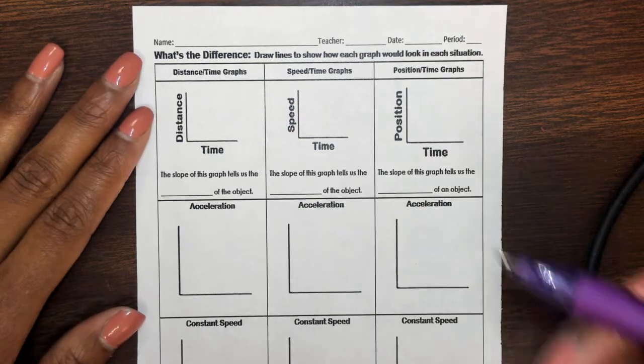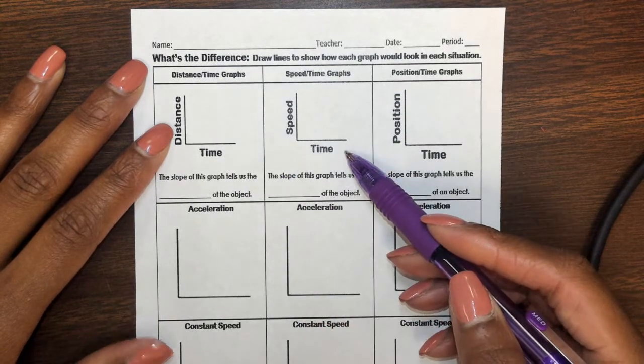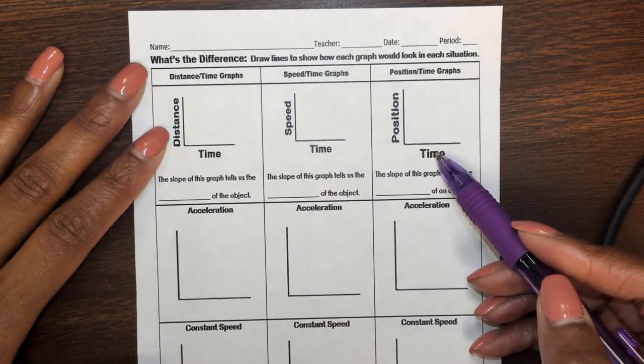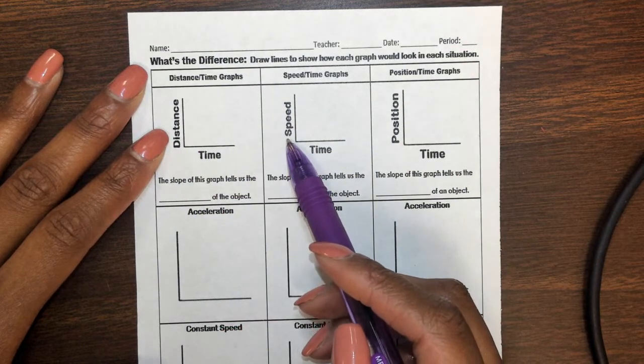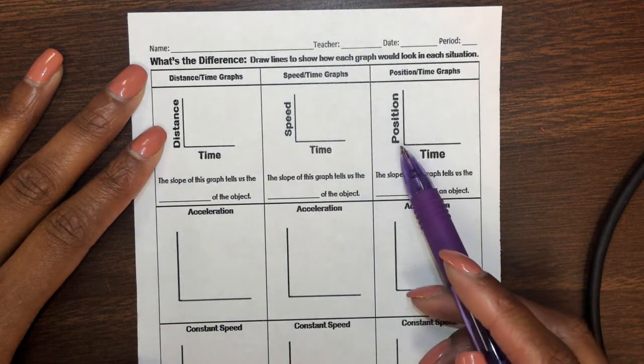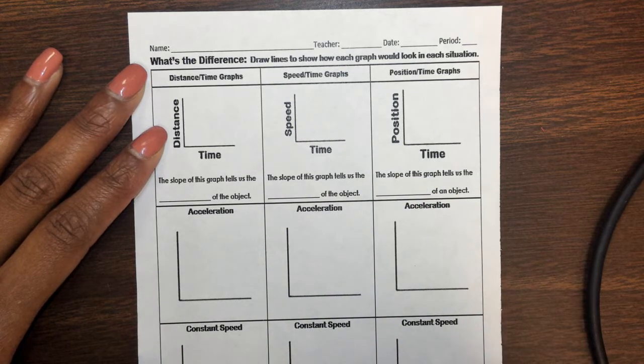So it depends upon the relationship. So distance time, speed time, and position in time. So distance is how far you go, speed is how fast you're going, and then position is how far you're away from the starting point. Okay?